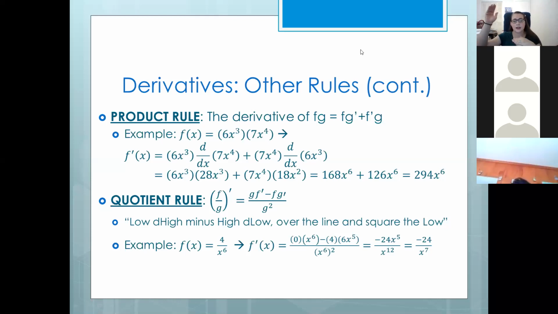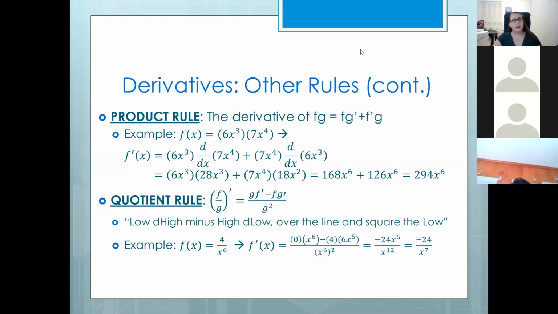So we would just take our exponent and multiply it by the coefficient. So the exponent is negative 6 times our coefficient 4. Negative 6 times 4 is negative 24. And then we subtract 1 from our exponent. Now remember, negative 6 minus 1 is not negative 5. Negative 6 minus 1 is negative 7. So our answer would be negative 24x to the negative 7th, or negative 24 divided by x to the 7th. They mean the same thing.